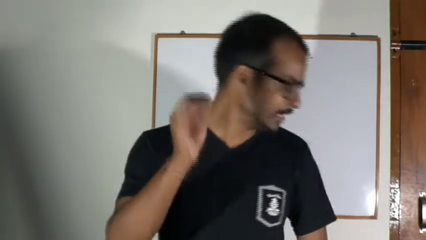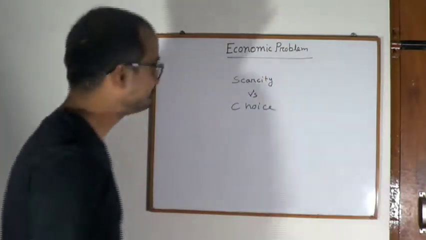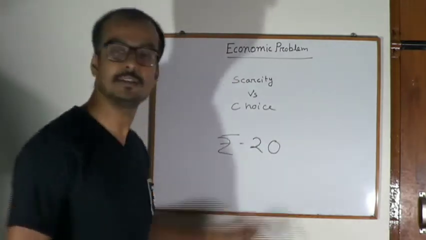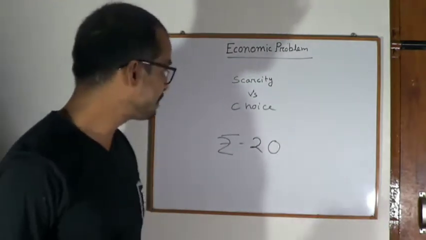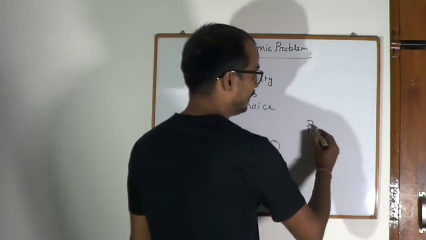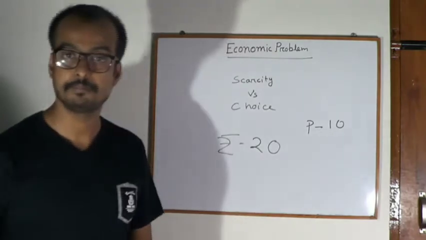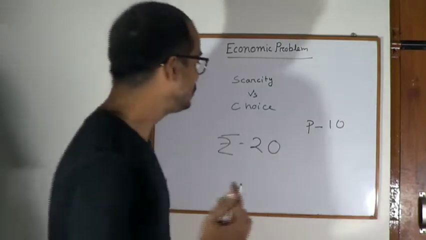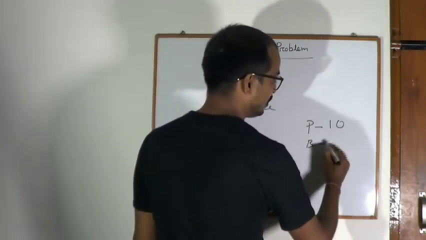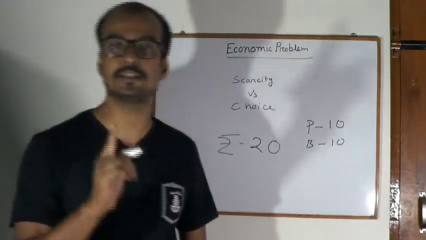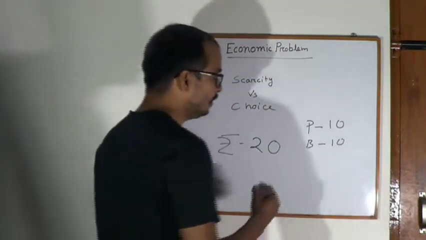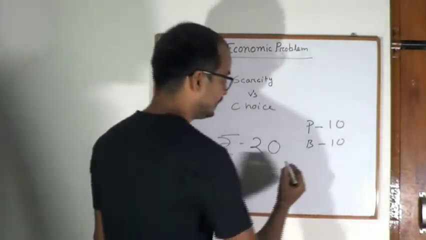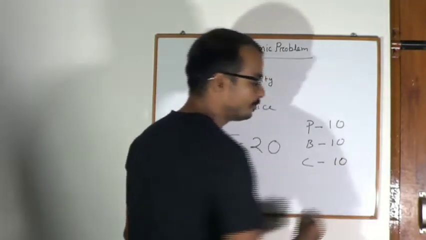For example, let me give a simple example. It will make you clear. Say you have rupees 20 with you. Now what happens? Tomorrow you have an exam, you need a pen. Price of pen is rupees 10. You are very much hungry, so you want to have one packet of biscuit, which will also cost rupees 10. And you are also thirsty. You want to have one cold drink. And the price of cold drink is also rupees 10.